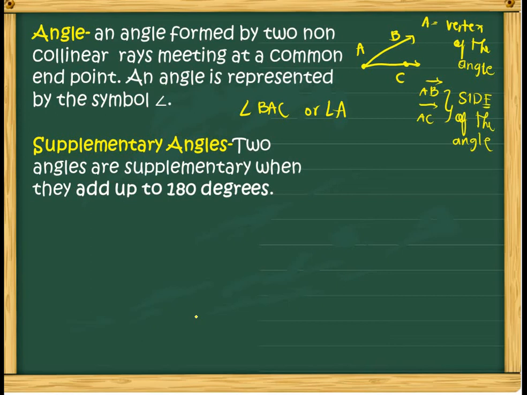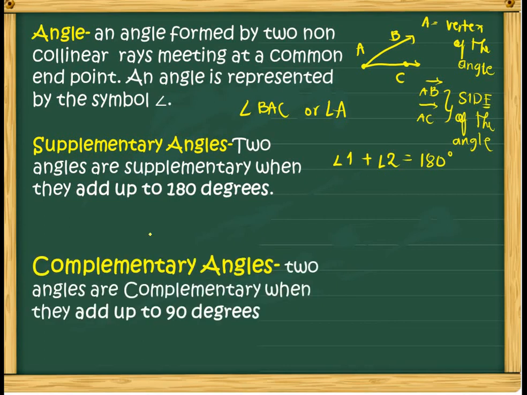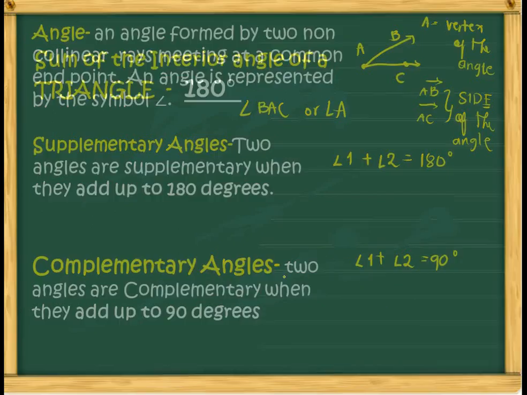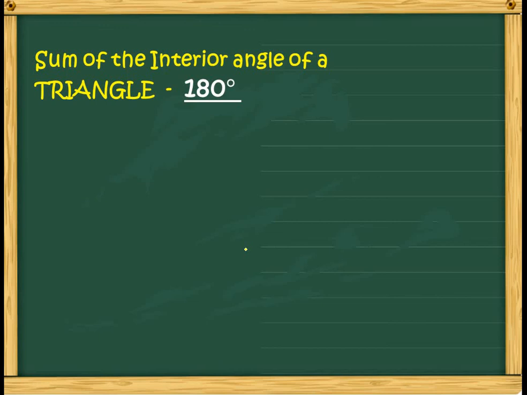Next, we have supplementary angles. Two angles are supplementary when they add up to 180 degrees. Kapag inadd mo yung dalawang measurement ng dalawang angle mo at nag-equal sa 180 degrees, ibig sabihin yung dalawang angles ay supplementary. Complementary angles. Two angles are complementary when they add up to 90 degrees. Kapag inadd mo yung measurement ng dalawang angle mo at nag-equal to sa 90 degrees, ibig sabihin yung dalawang angles mo ay complementary.